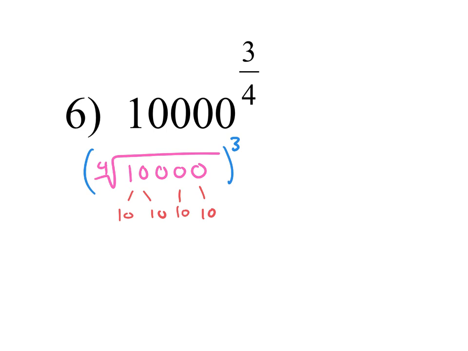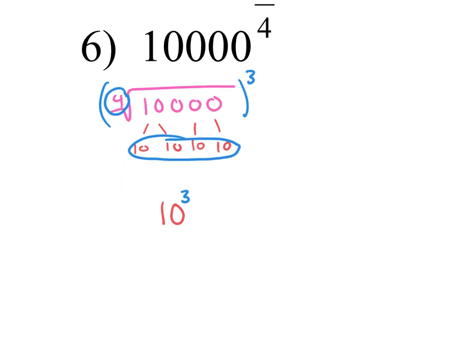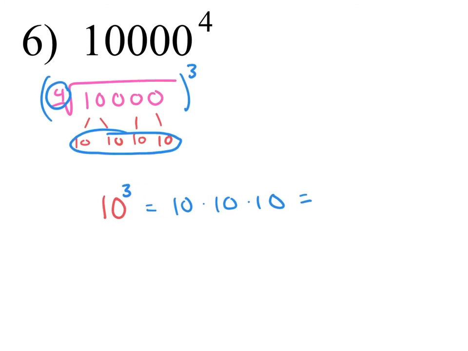I'm circling groups of what? Groups of 4. So I would circle all 4 tens. So what comes to the outside? 10. But I still have 10 to the 3rd power. So this is like saying 10 times 10 times 10. So what's 10 times 10 times 10? 1,000. Perfect.